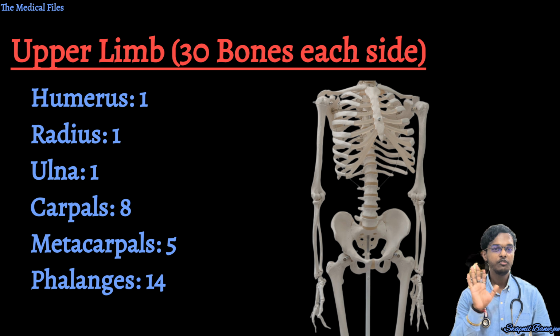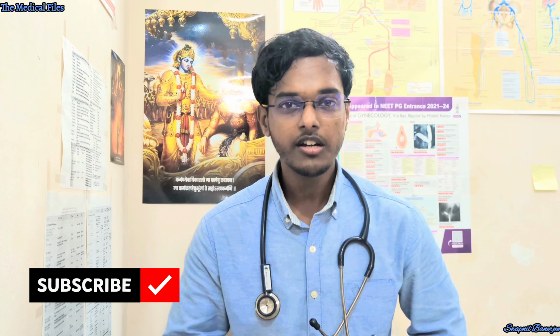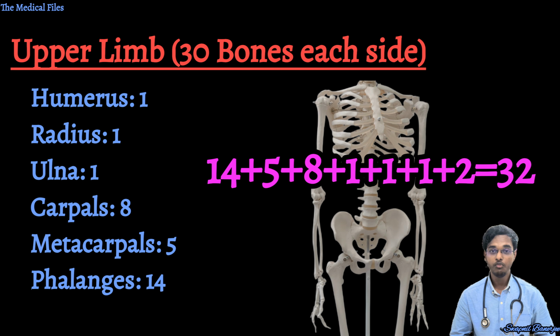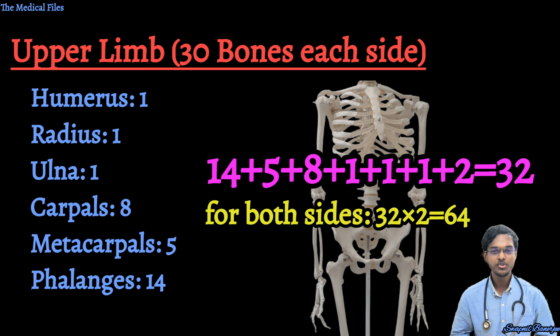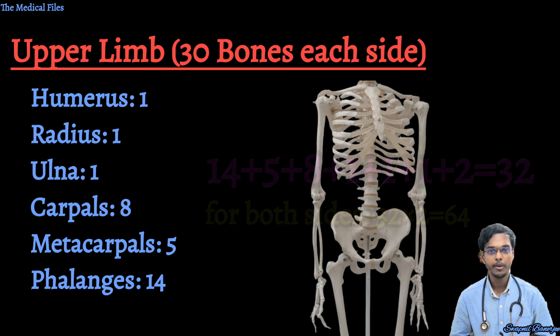And after that we have 5 metacarpal bones. After that we have 14 phalanges. And how to remember that? We have 4 fingers, 3 phalanges in each of them. So 3 into 4, 12, and 2 for our thumb. So plus 2, that is the total 14. So how many bones did we have? 14 plus 5 plus 8, that is 27. Then plus 2, 29, plus 1, 30, and plus 2, 32. 32 into 2, that is 64. So that was the complete calculation of 64 bones in our upper limb.